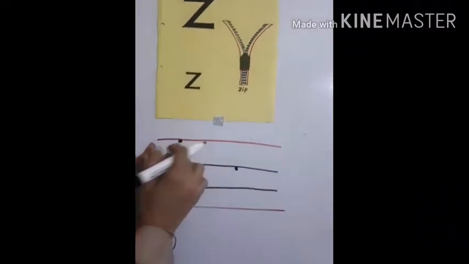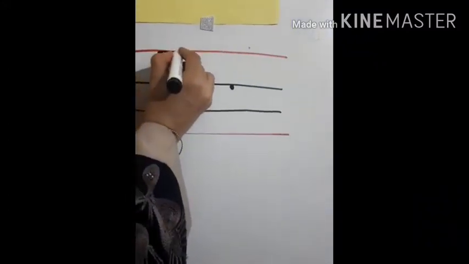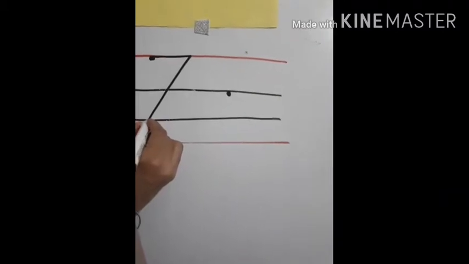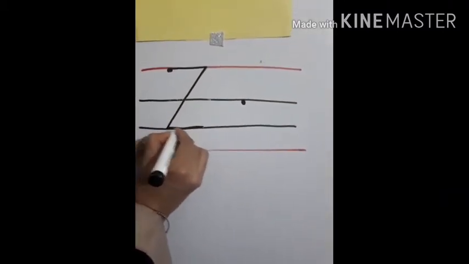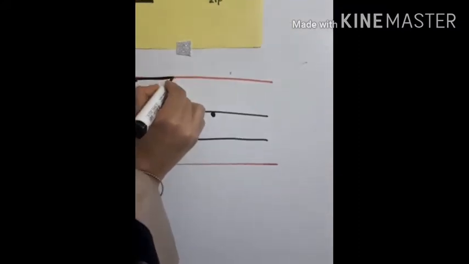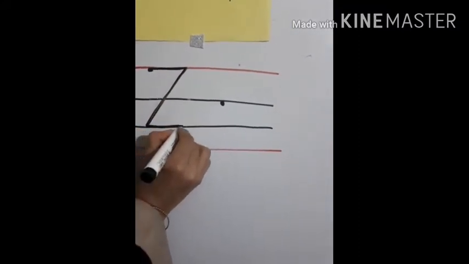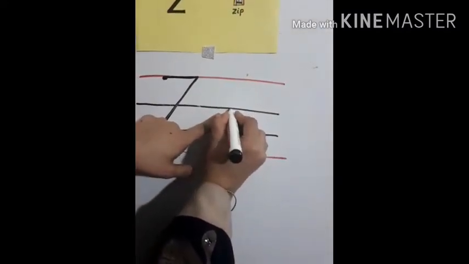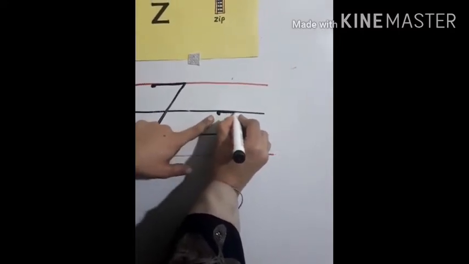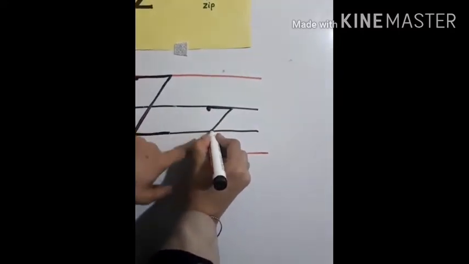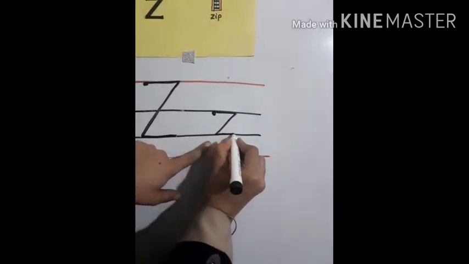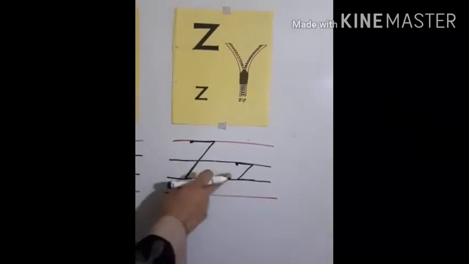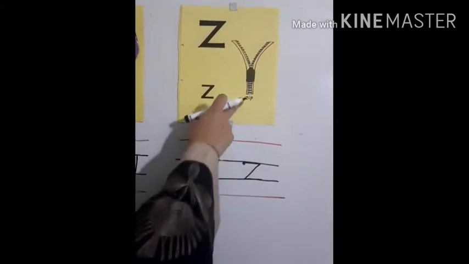Here you have a dot on your worksheet. Put the pencil on that dot and go straight on the line. Now you will sketch a slanting line down, touch the third line. Now go straight again on the line and stop your pencil. It is the formation of capital Z. For small z, look at the board again. Here you have a dot on your worksheet. Put the pencil on the dot, go straight on the line. Now slanting line down, touch this line, again go straight and stop your pencil. Here is the formation of small z. Capital Z, small z, sound is z, zip.